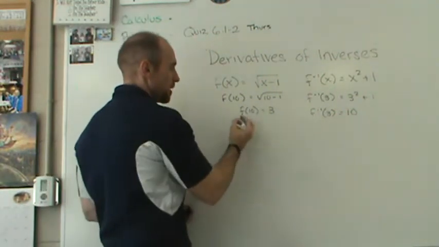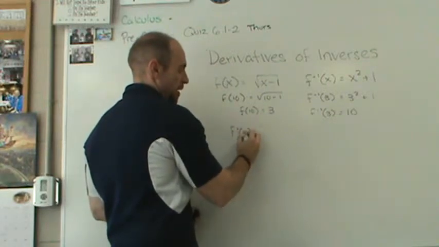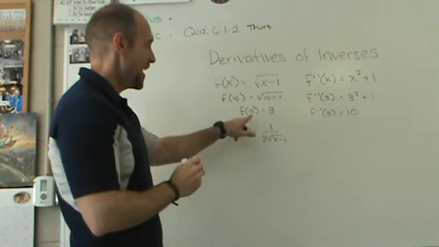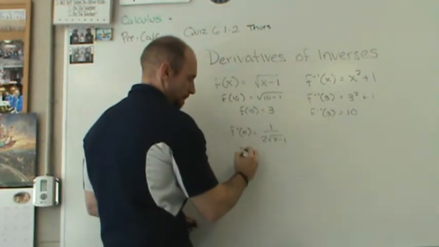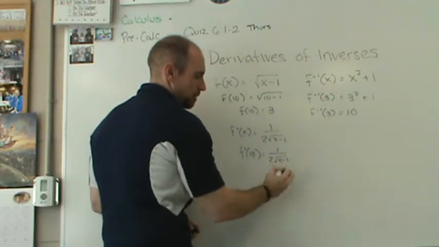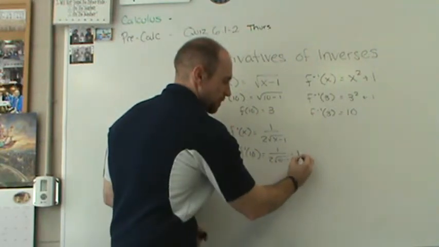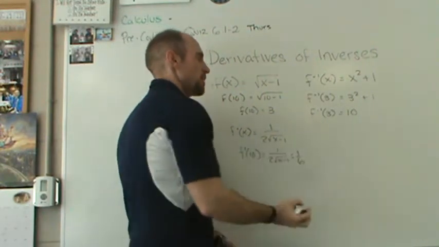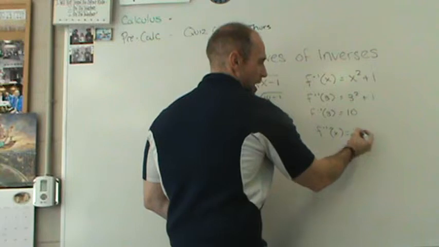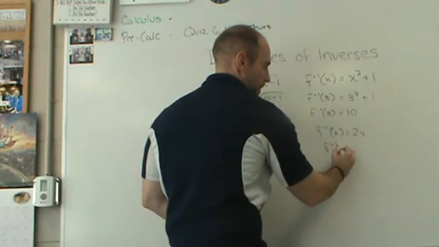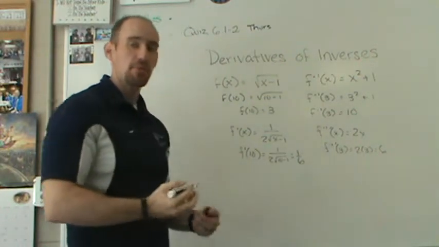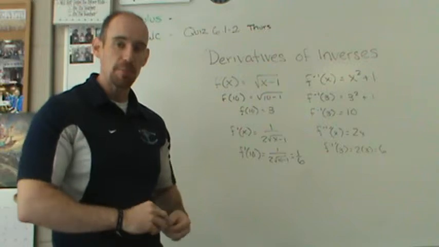Well, let's look at those derivatives again. We said the derivative of f of x was 1 over 2 square root of x minus 1. If I put 10 into here, I get 1 over 2 square root of 10 minus 1, which is going to give us 1 over 6. All right? Well, here we said the derivative of our inverse was 2x. I put 3 in there. I get 2 times 3, which is 6. Again, reciprocals of each other at those corresponding points.